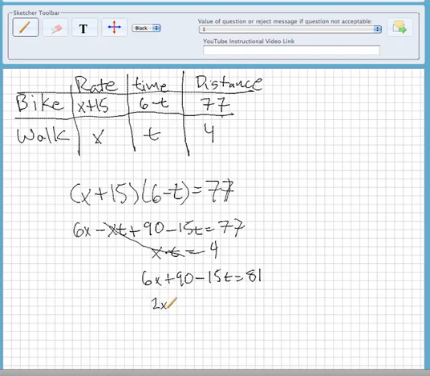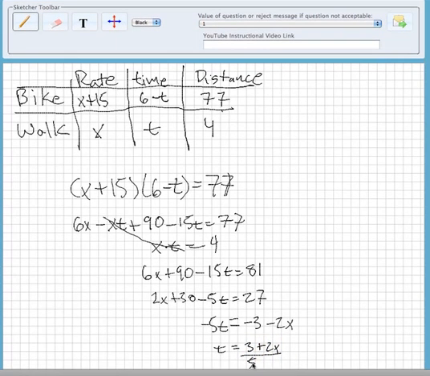So the first thing I'm going to do is divide everything by 3. So we have 2x plus 30 minus 5t equals 27. And then solve for t. So it's negative 3 minus 2x is equal to negative 5t. So t equals 3 plus 2x over 5.